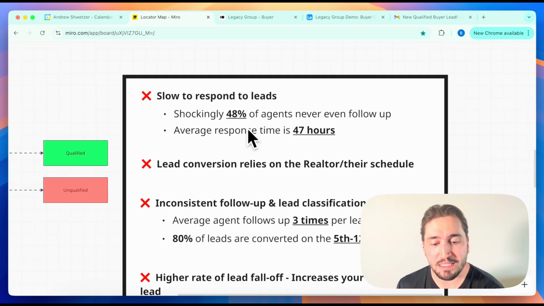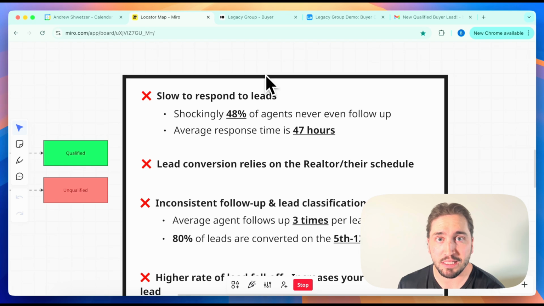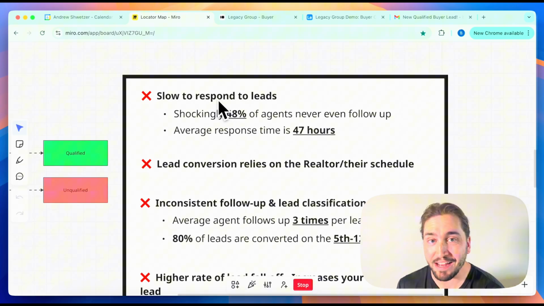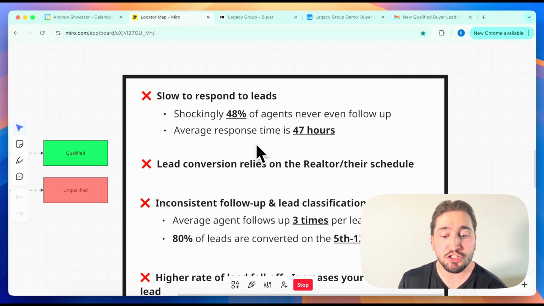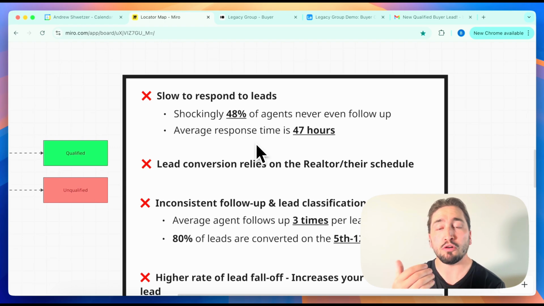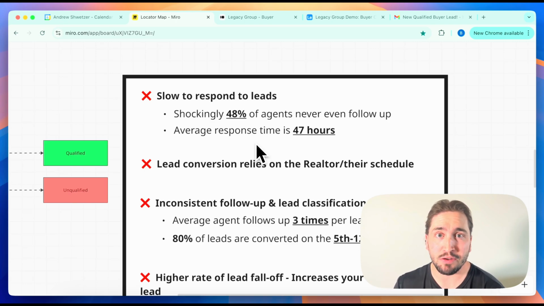The problem with this system is it's very slow to respond to leads, right? And in our research, we found that shockingly 48% of agents never even follow up with their leads. So almost half of agents are not even contacting the leads that they're getting in the first place. And if they do, their average response time is about 47 hours. So from the time that maybe their brokerage gives them the lead or the lead comes in via Facebook, it takes them almost 2 days to even reach out to that lead. You can imagine if you're a home buyer or a home seller, when you've reached out to a real estate agent and they don't respond for 2 days, you're probably not even going to respond to them reaching out to you.